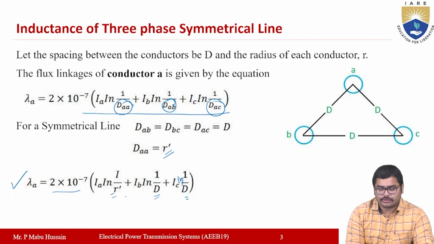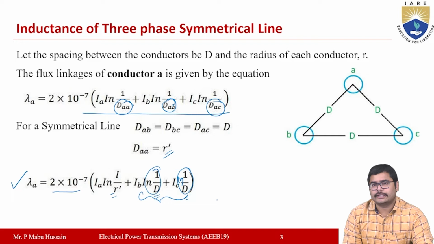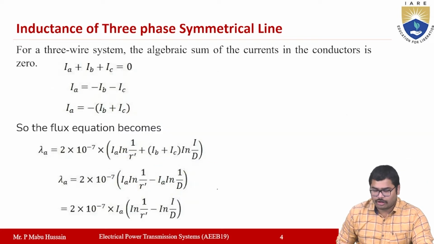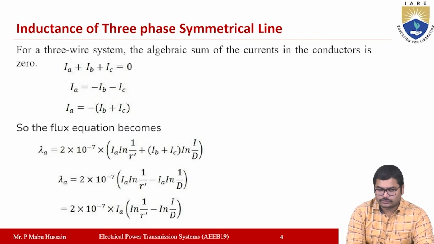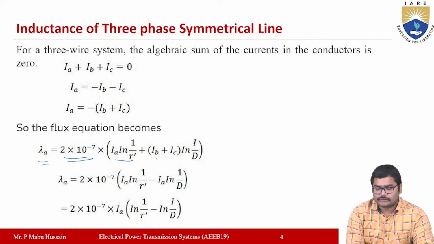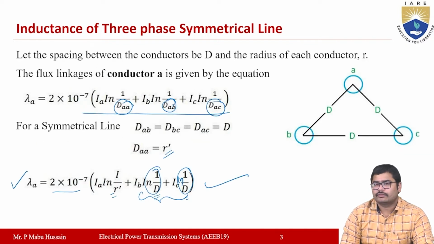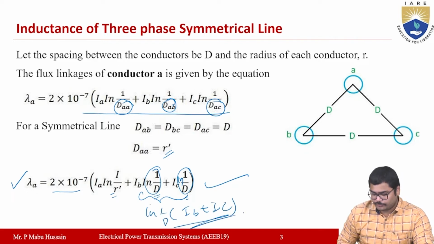In all the terms, if you observe, here ln 1 by D is there and here also ln 1 by D is there. So if you take it common, lambda A is equal to 2 into 10 power minus 7 IA ln 1 by R dash, and if you take ln 1 by D as common, then you get IB plus IC. So this term we are going to write here.